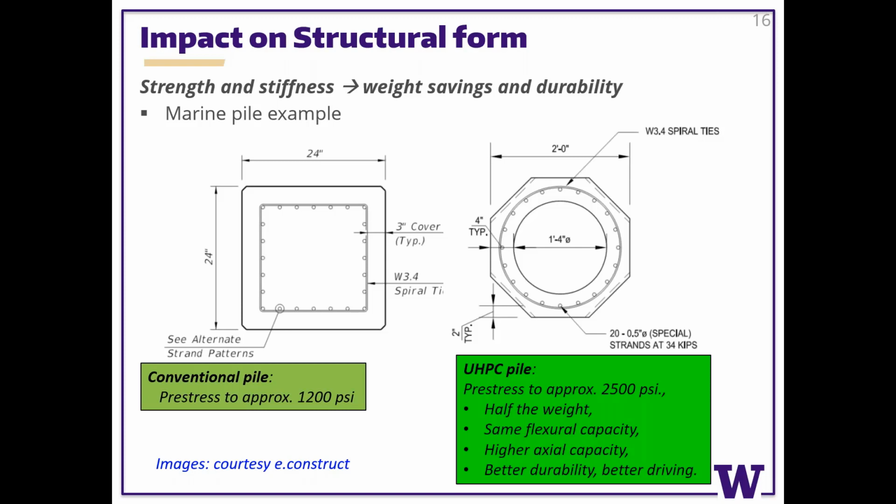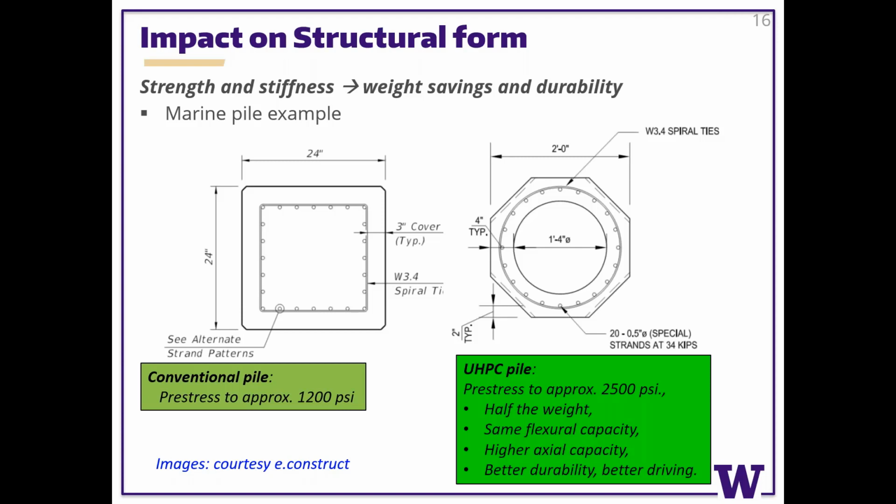If it is made from UHPC, you could use essentially the same amount of strand, the same number of strands as you have in the conventional concrete, put those in the UHPC, because the area of the UHPC would be roughly half of what you'd be using in the conventional concrete one. Then the pre-stress will be about twice as high. So instead of 1200, you'd be up around 2500 PSI.